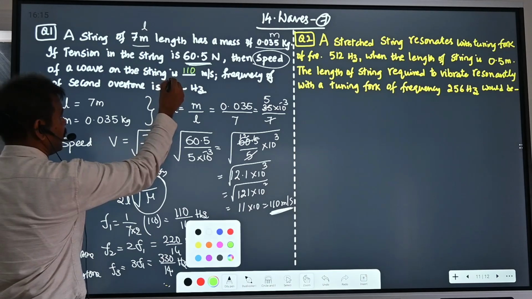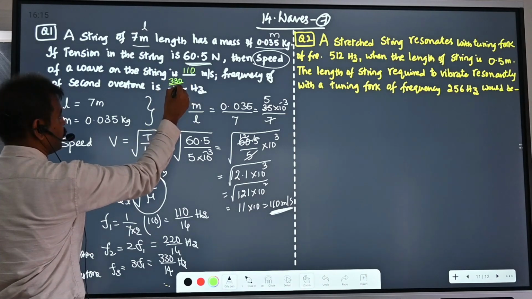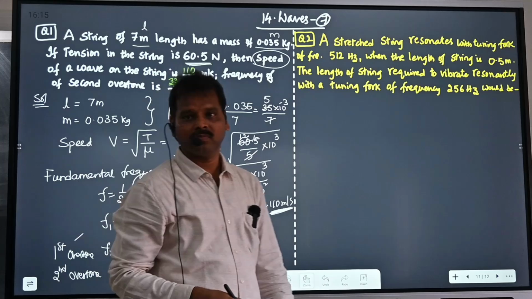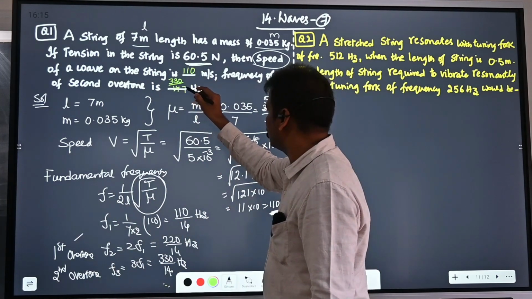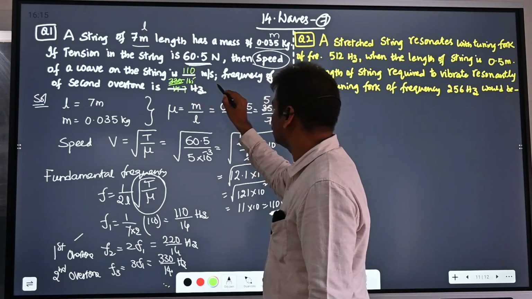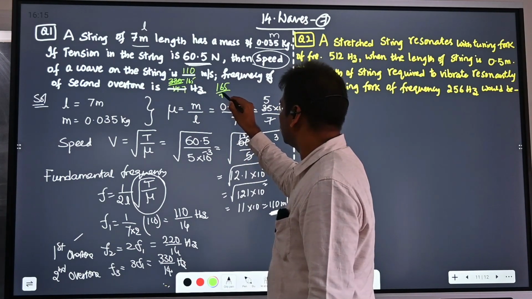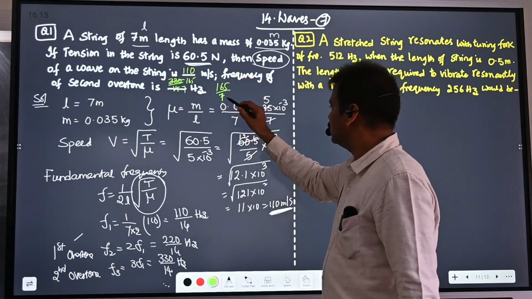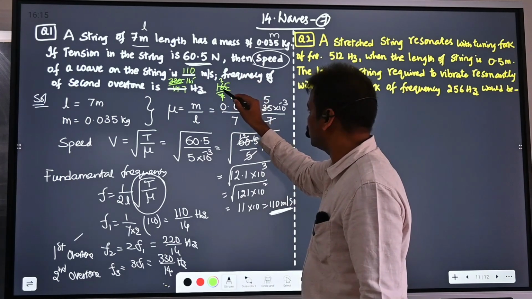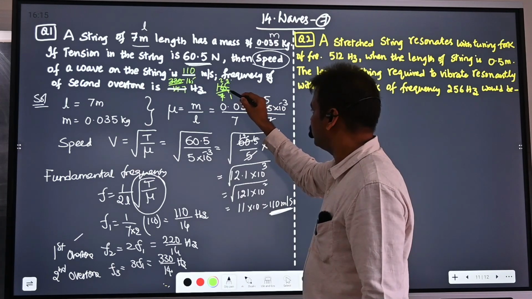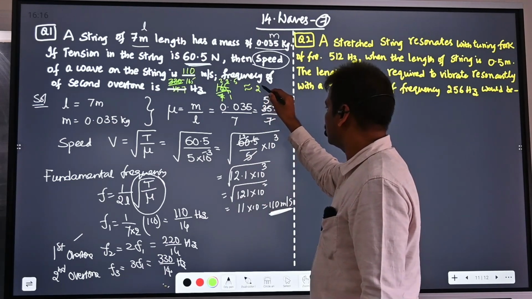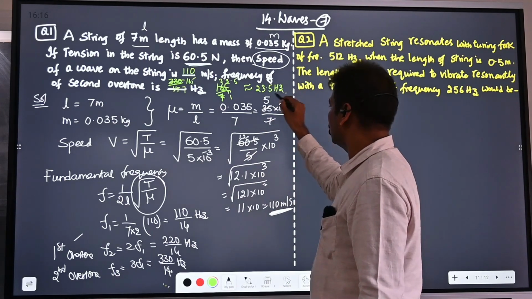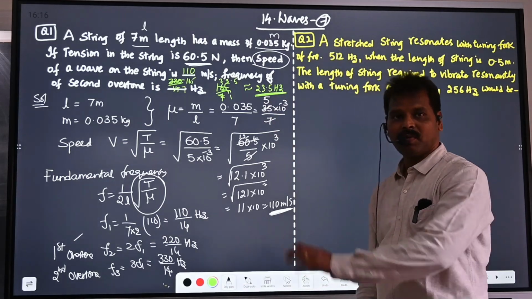So directly I am writing this as 330 by 14. Otherwise you can simplify this further. 2 sevens are 14, so this is 165 by 7. Further also you can do it. 7 twos are 14, 7 threes are 21, so this is nearly 23.5 hertz. This is the first problem.